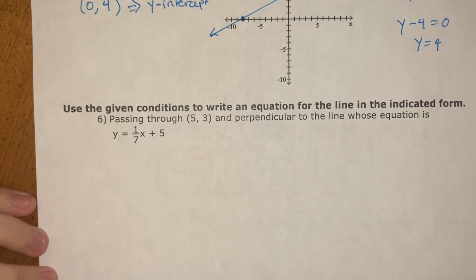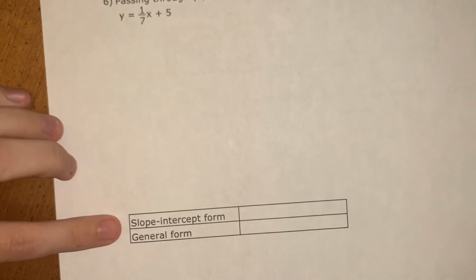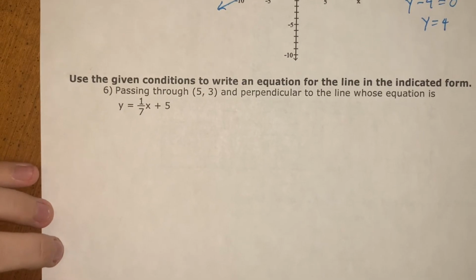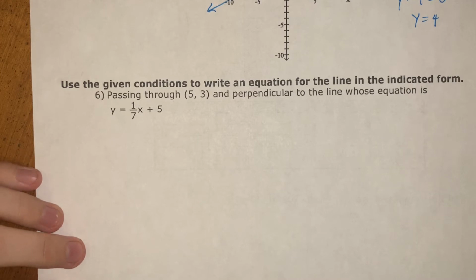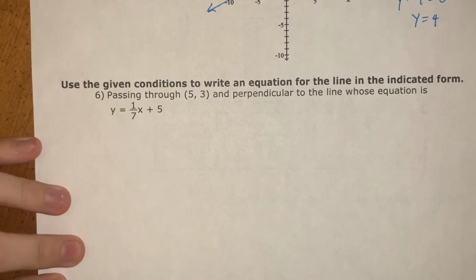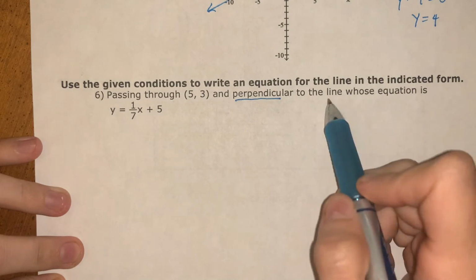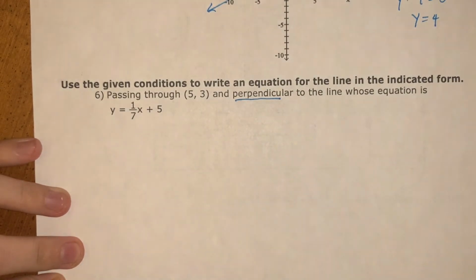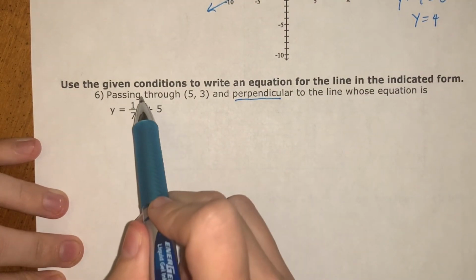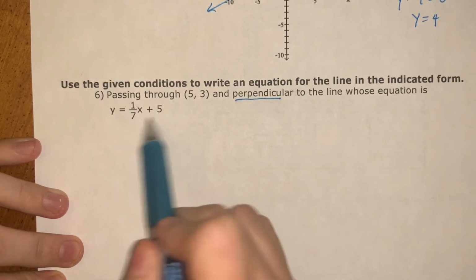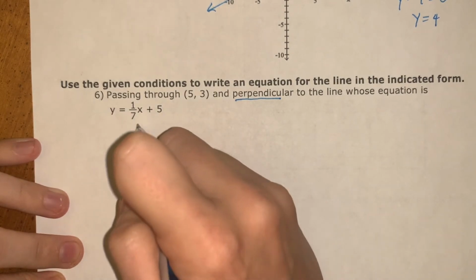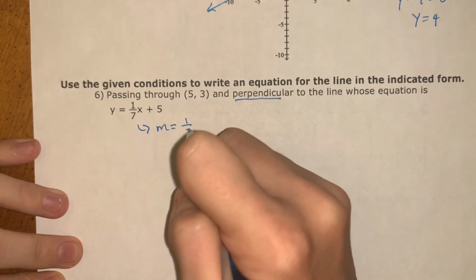So question 6 is using the given conditions to write an equation of the line in the indicated form. So we want it in slope-intercept form and general form. So we want to practice both of those. So this line passes through this point 5, 3, and it's perpendicular to the line whose equation is this. So if our line contains this point and is perpendicular to this line, well, this line has a slope of 1/7, right?